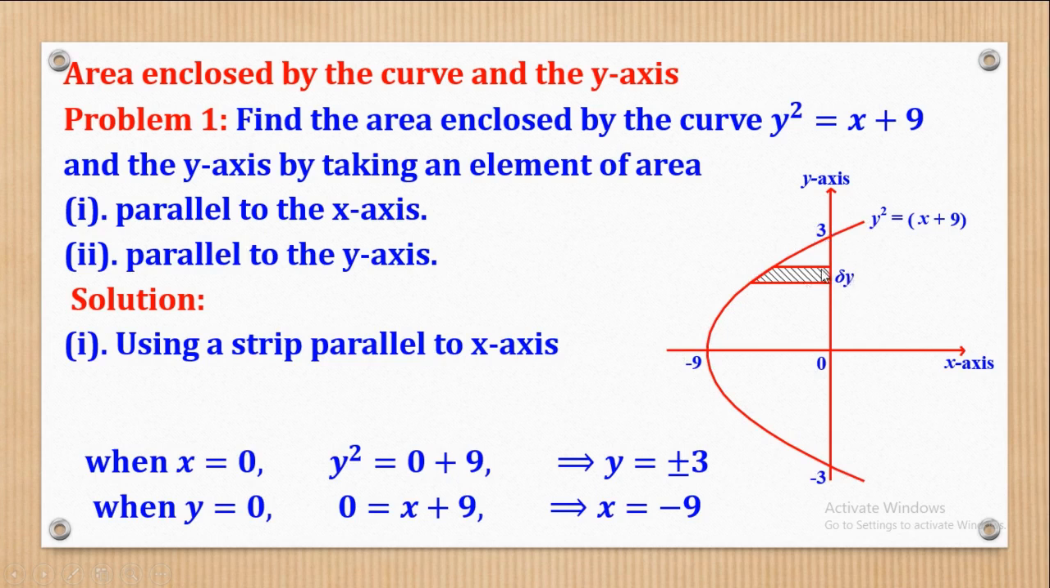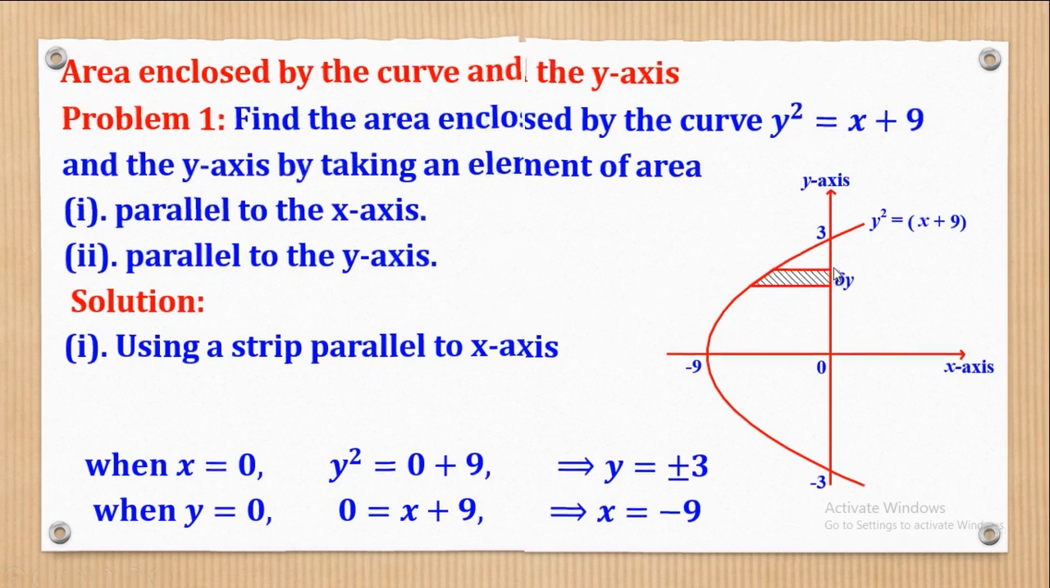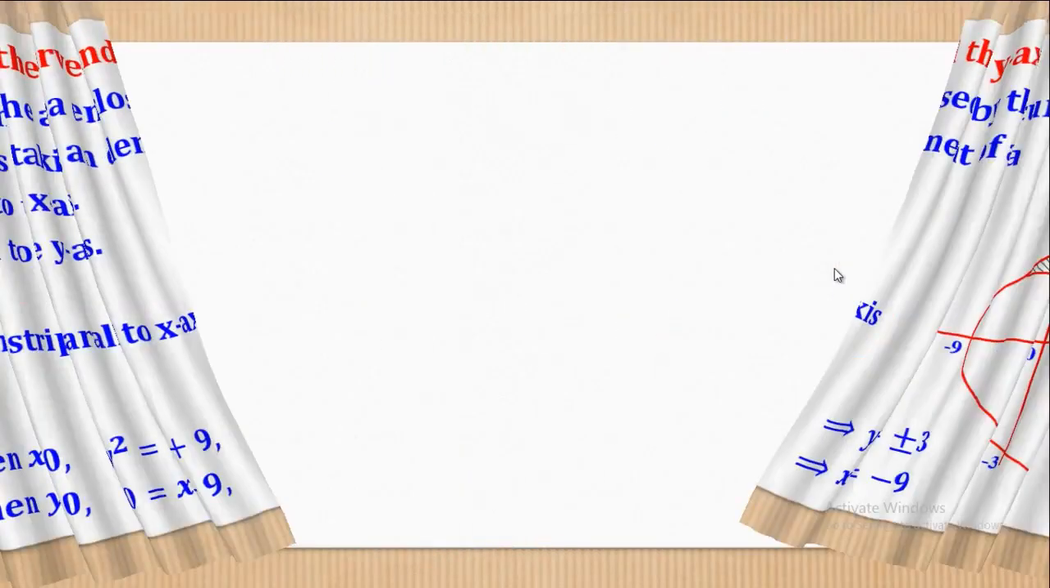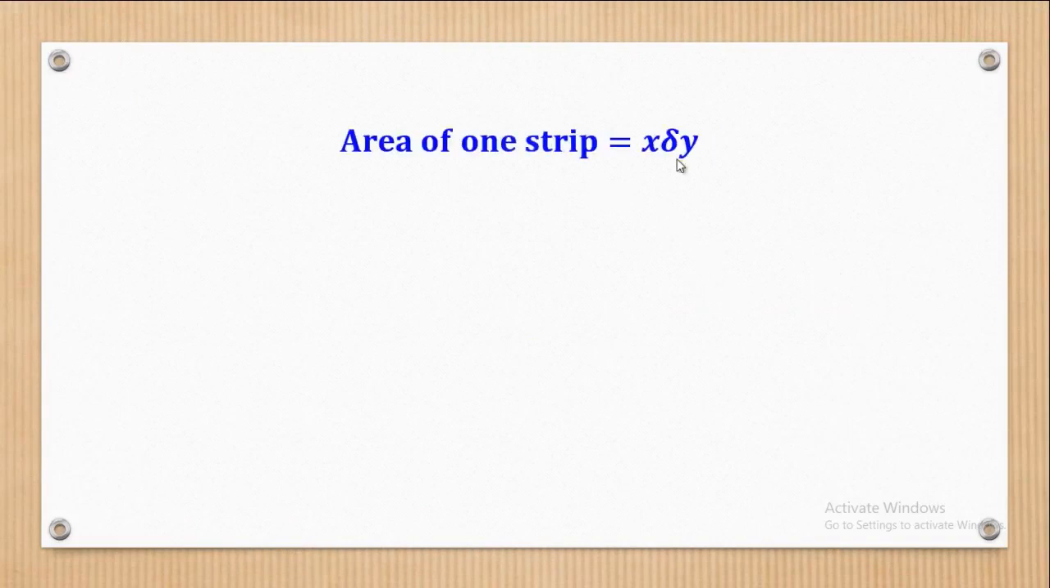So when they want the area using an element parallel to the x-axis, this is the element parallel to the x-axis, and it forms a rectangle with length x and width a small change in y. So therefore the area of one strip will be x times small change in y. But we know that y squared is equal to x plus 9, therefore x will be equal to y squared minus 9.